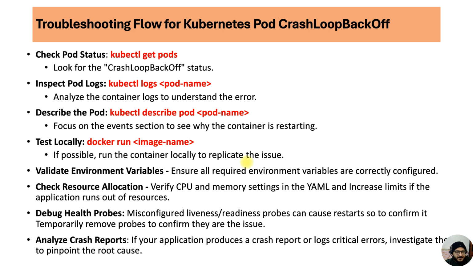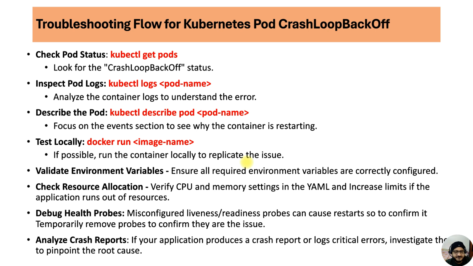The next thing, if you do not find anything, then try to run your container locally. You will download the image on your local system and try to run your container from that particular image. Next, you will validate all the environment variables that you have declared in your manifest file. Third, check resource allocation: verify that your CPU and memory settings in the YAML file are correct. If you are getting insufficient resources in the events, then you have to increase the resource size in your manifest file.